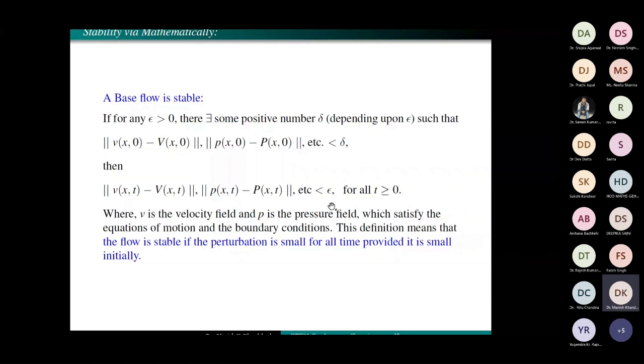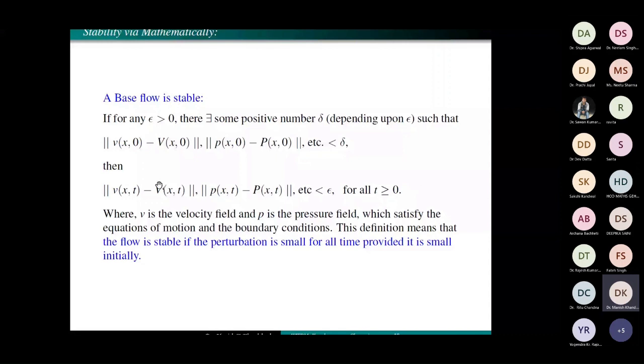So there is a relation: epsilon depends on delta. That means this disturbance remains in a particular band. It is not going to grow. If initially it is delta and it goes to an epsilon that is much larger than delta, then we can say the flow is mathematically unstable. But if it remains in a particular band, we can say the flow is stable. So that is the mathematical perspective for defining whether a basic flow is stable or not.